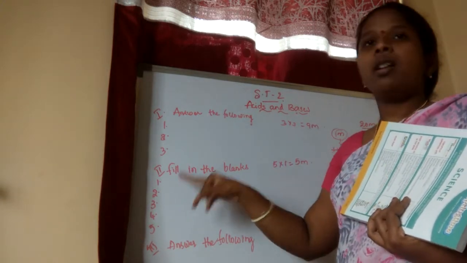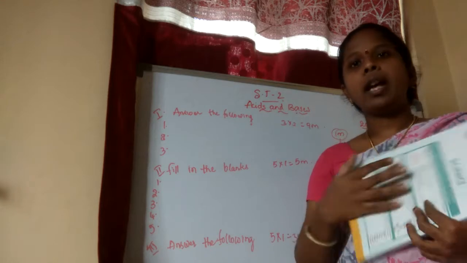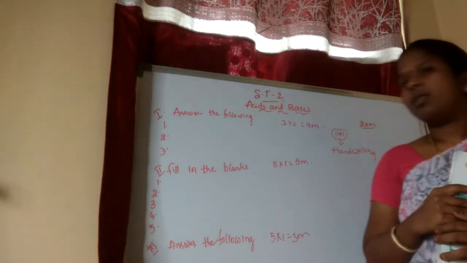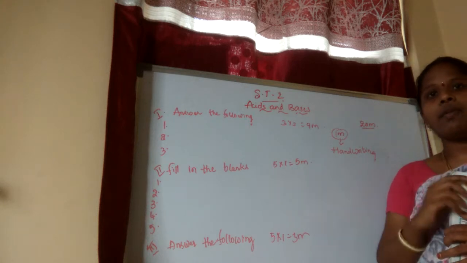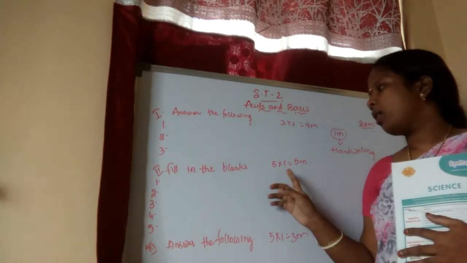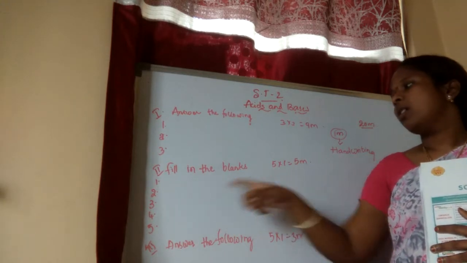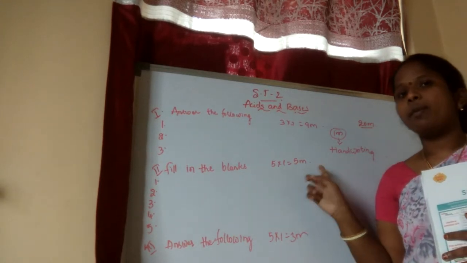And in the second one, fill in the blanks. I will give 5 fill in the blanks. Each blank carries 1 mark, so 5 into 1 is 5 marks.